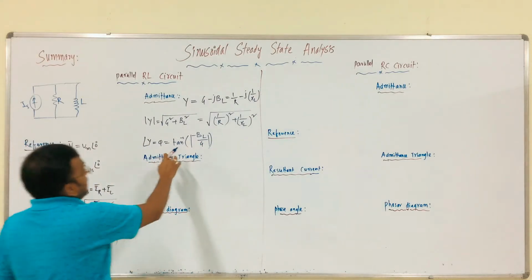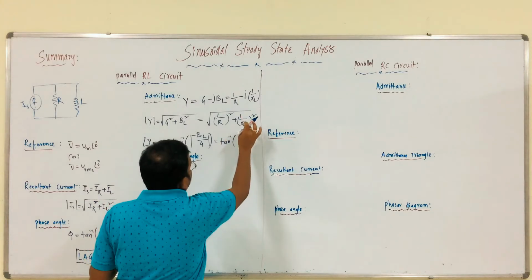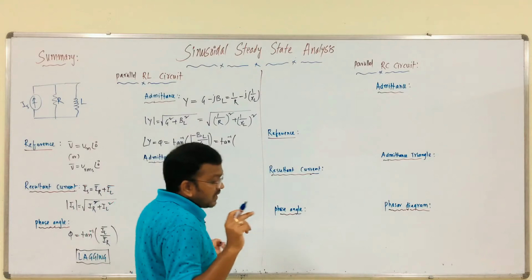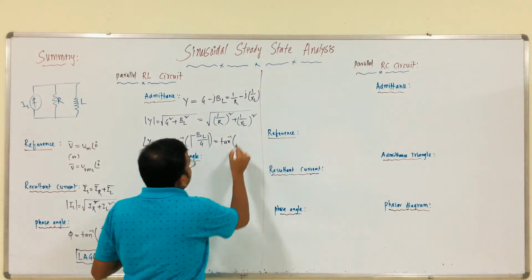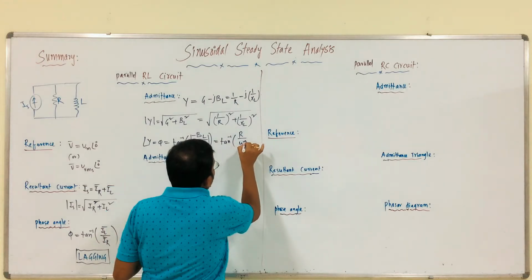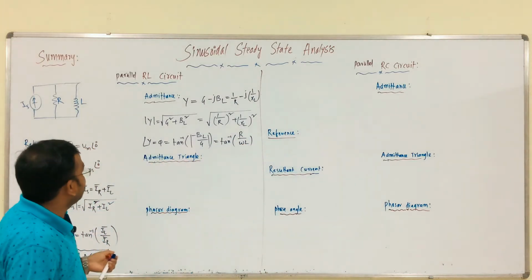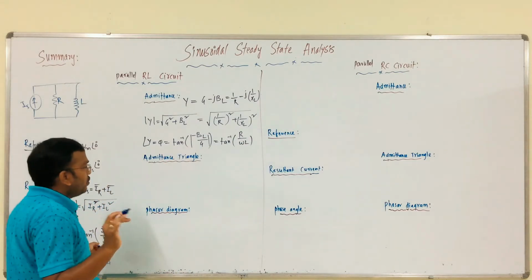Or you can write tan inverse, see, 1 by XL by 1 by R. Here in case of series RL circuit, we have tan inverse omega L by R. Here we got R by omega L, that's it. Reverse of that series RL circuit, that's it. Clear? This is admittance. Then admittance triangle we have to draw.